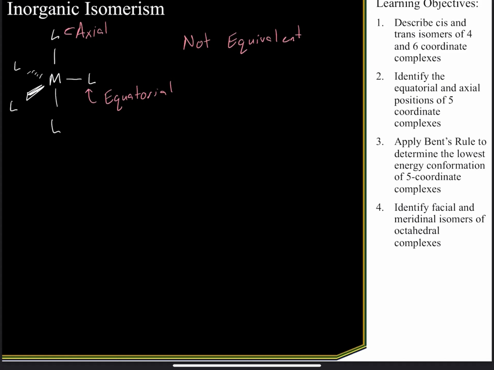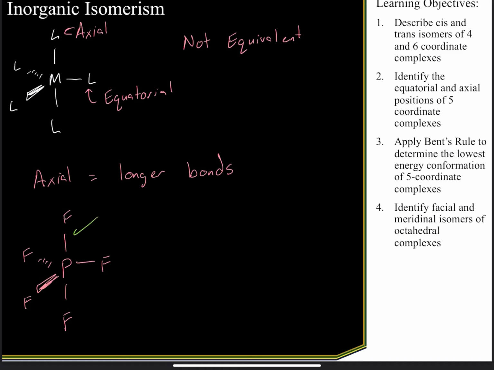Generally, the axial positions are longer bonds. This isn't always true, but it's generally true, even if it's only a small amount. If we look at something like PF5, the axial bond lengths here are 1.57 angstroms, and our equatorial bond lengths are about 1.53 angstroms.